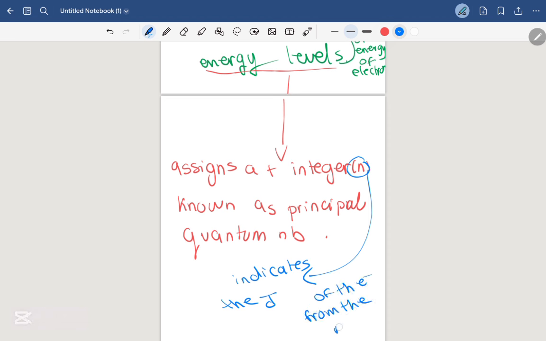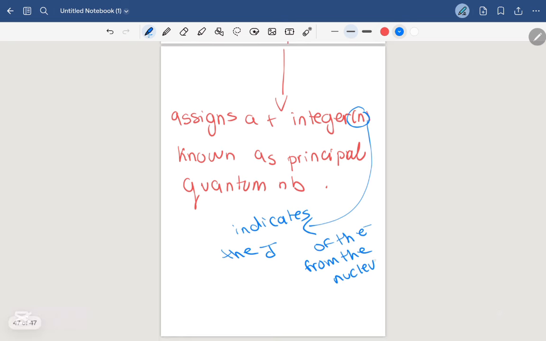I think I need a different color for this. I love to use colors, they're so nice. So it indicates the average distance of the electrons from the nucleus, in addition to the energy possessed by the electron.